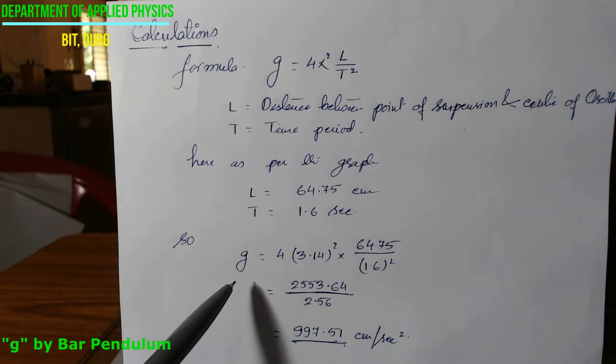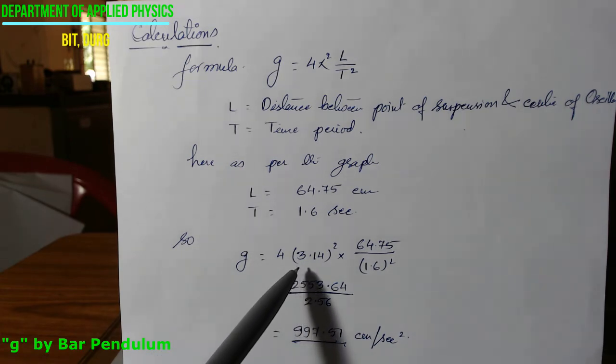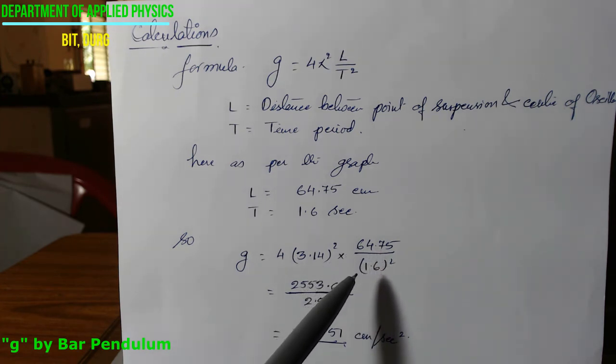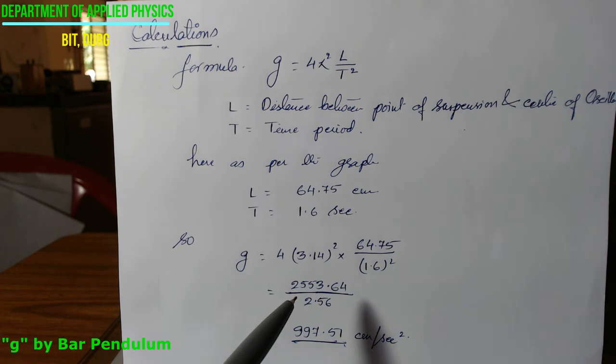Putting the values, g becomes equal to 4 multiplied by 3.14² multiplied by 64.75 divided by 1.6². The numerator becomes 2553.64, divided by 2.56. When divided by 2.56, it comes to be 997.51. So the acceleration due to gravity, as observed by the experiment of the bar pendulum, is equal to 997.51, which is near to its actual value, that is 981 centimeter per second square. So this is the result obtained.